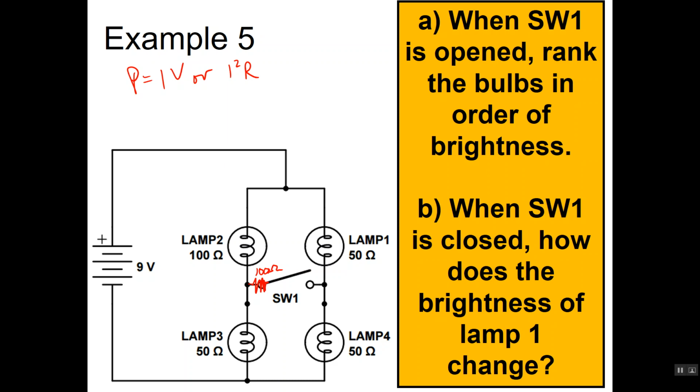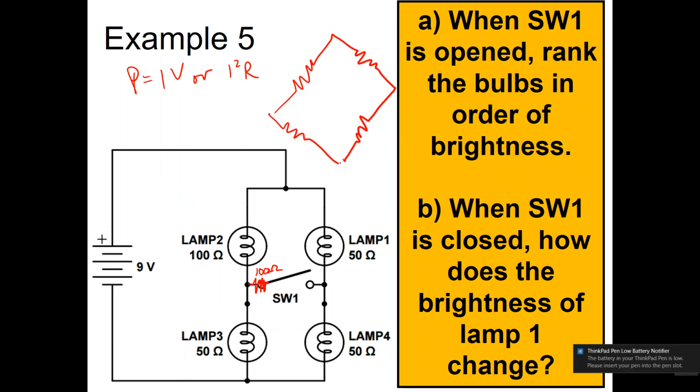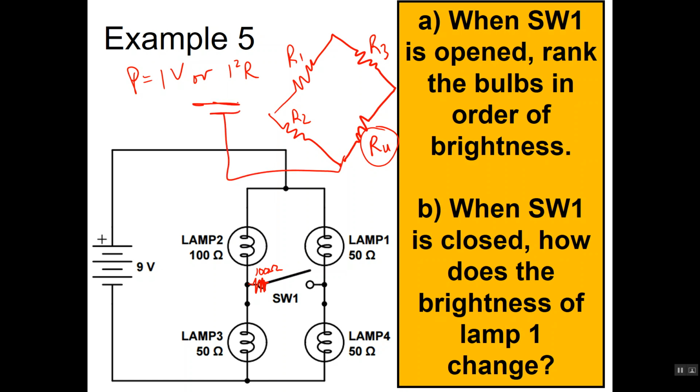I want you guys to set up the Wheatstone bridge such that you have a resistor 1, resistor 2, resistor 3, and here we're going to put resistor unknown. Again, this is the whole purpose of this. You're going to put an unknown resistor, and obviously this is going to be connected to a battery source like that.